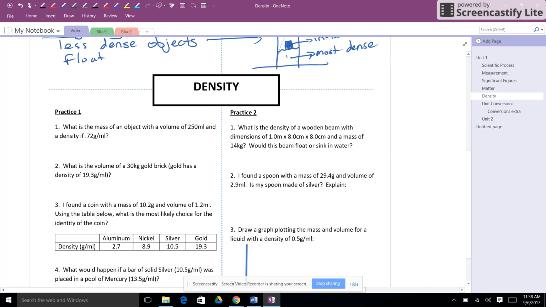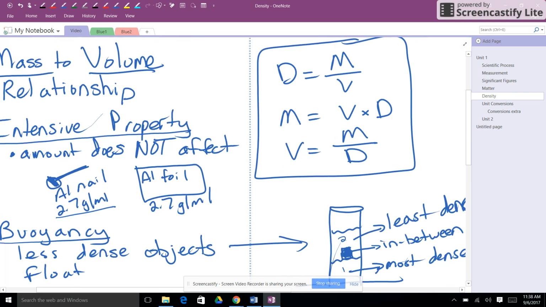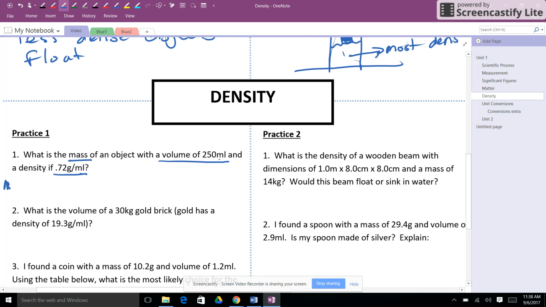Okay, now let's practice some of these calculations. For practice 1 here, what is the mass of an object? So we're looking for mass with a volume of 250 milliliters and a density of 0.72 grams per milliliter. I think it's nice to always pay attention to these units and notice that we're dealing with milliliters in both places here. That's good because they have to match. So earlier we stated that mass equals volume times density. We can set up mass equals volume times density. So I could say 250 milliliters times 0.72 grams per milliliter.